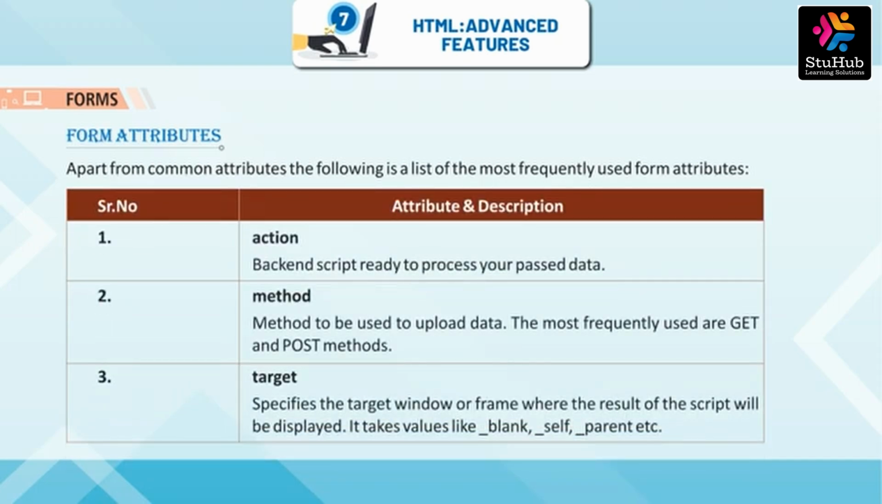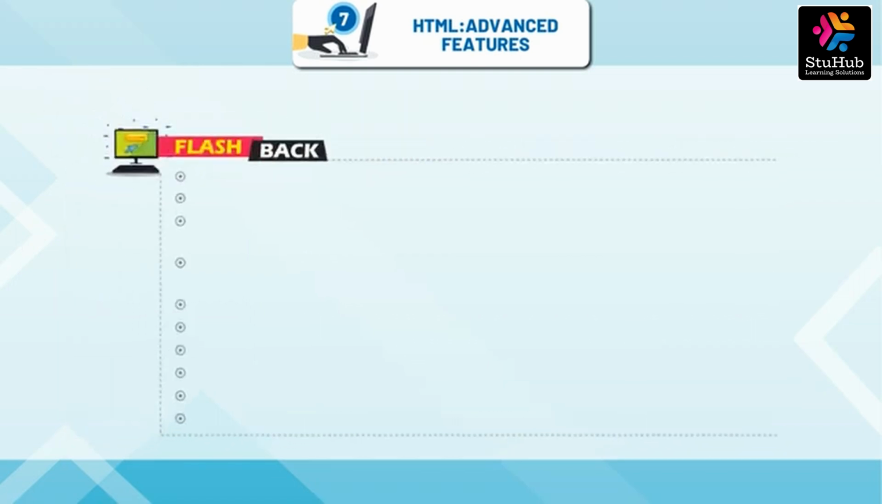Form attributes. Apart from common attributes, the following is a list of the most frequently used form attributes. Serial number, attribute and description. 1. action: backend script ready to process your passed data. 2. method: method to be used to upload data. The most frequently used are the get and post methods. 3. target specifies the target window or frame where the result of the script will be displayed. It takes values like _blank, _self, _parent, etc.